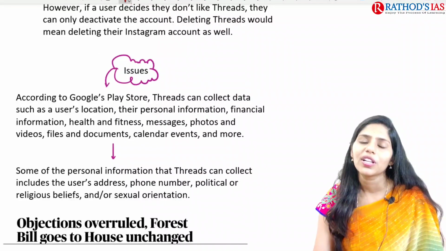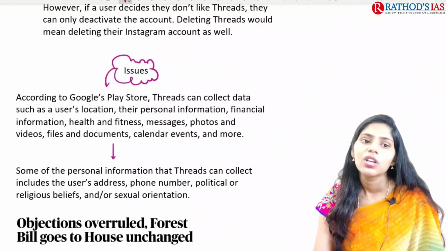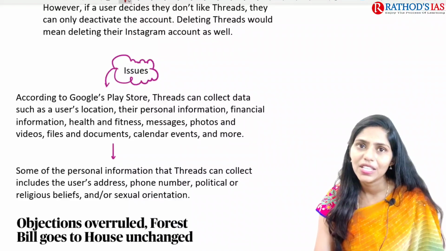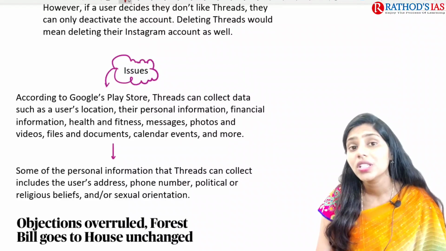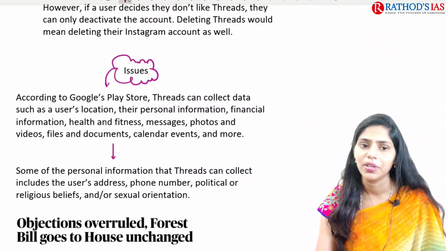If we're talking about the issues, that is the challenges, according to the Google Play Store, Threads will collect data. Which kind of data? That may be personal information also.